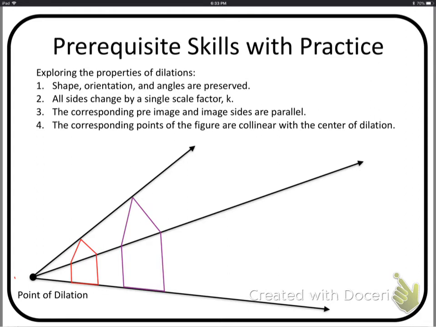Okay, 3, the corresponding pre-image and image sides are parallel. So this side is parallel to here. This is parallel to this. All these sides are parallel. And number 4, the corresponding points of the figures are collinear. Points just means that these line up on this line here. For that middle line, all these points line up. And on this line here, all these 4 points line up. It just means that they share the same line, the green line that I drew.